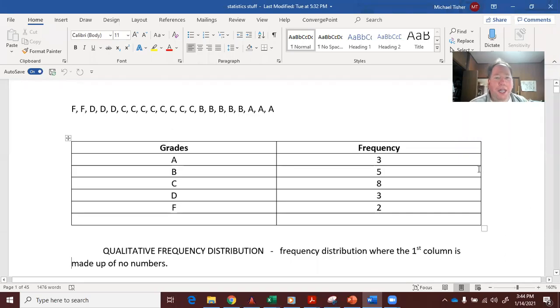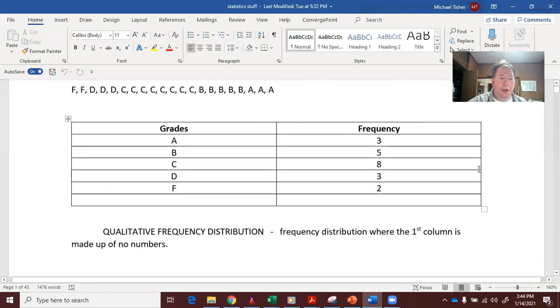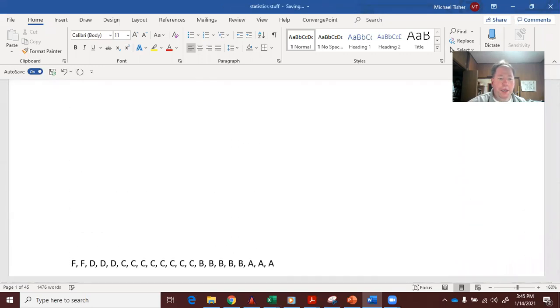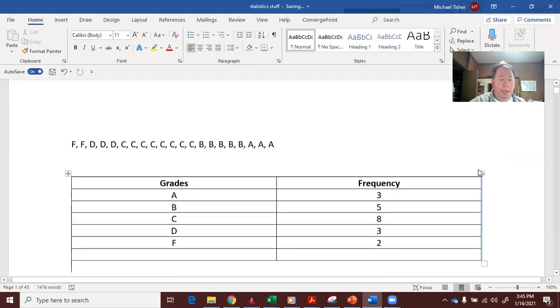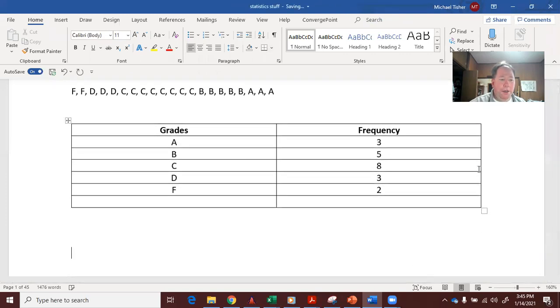Hello, everybody. Today, we're going to talk about the probability objective in Math 105. To do that, let's look at the following. Let's suppose we have these grades right here, and let's find the probability of a student having a grade of A.